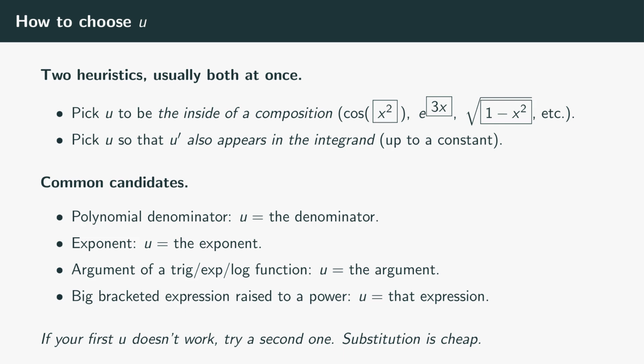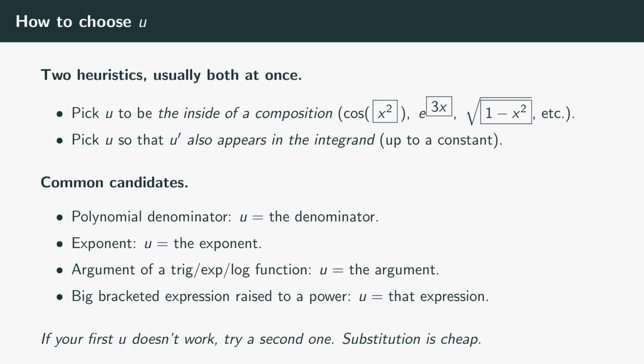Heuristic 2: pick u so that the derivative of u also shows up in the integrand, at least up to a multiplicative constant. If the derivative of your proposed u has no representative in what you're integrating, you can't match du, and substitution will go nowhere. Common candidates worth mentioning explicitly. If there's a denominator that's a polynomial, try u equals the denominator. If there's an exponent, try u equals the exponent. If there's an argument of a trig, exponential, or log function, try the argument. If there's a big bracketed expression raised to a power, try the expression inside.